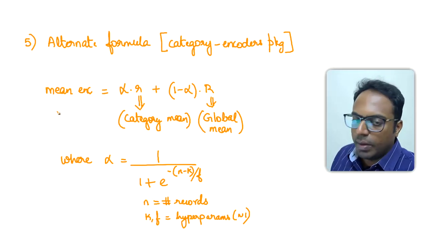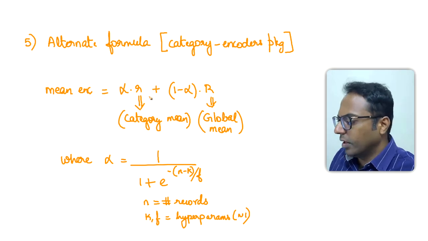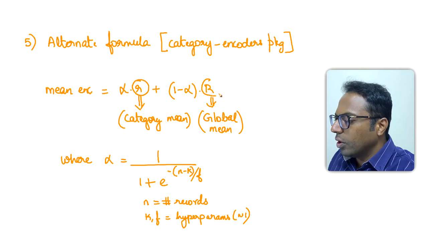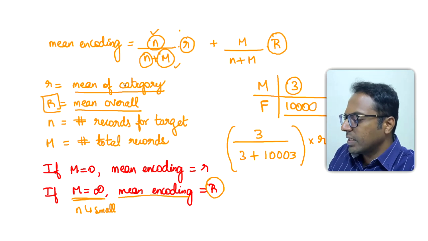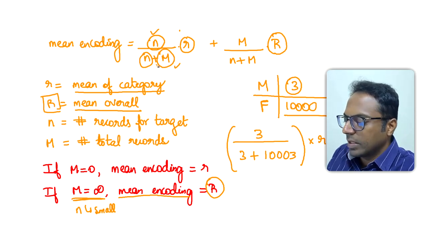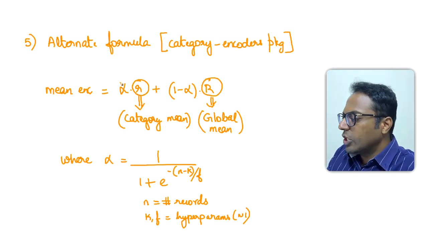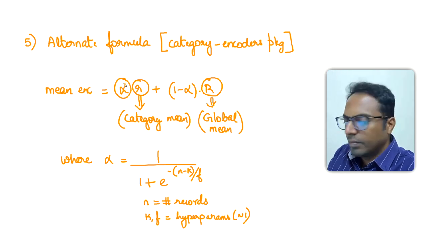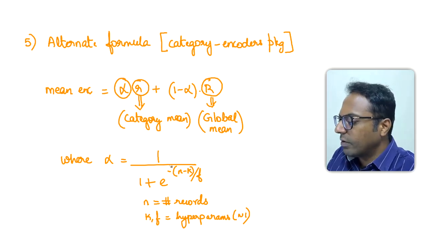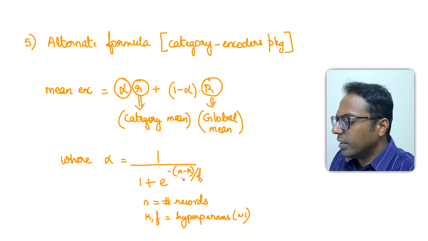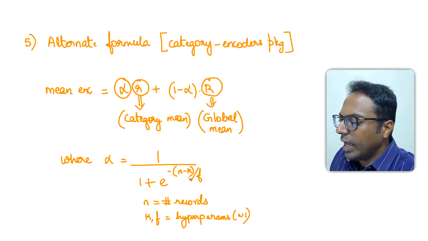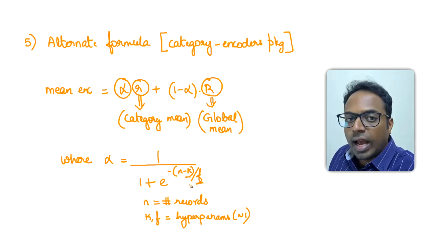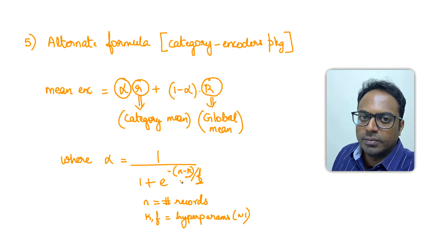Now, an alternate formula to implement the same Bayesian target encoding is this. You have the category mean and the global mean, small r and capital R, and in this case, previously you had small m divided by n plus capital M, but instead of that, you have an alpha term. The formula for this alpha term is given by this equation, where the n is the number of records for that particular category, and the values of k and f are hyperparameters which can be determined.